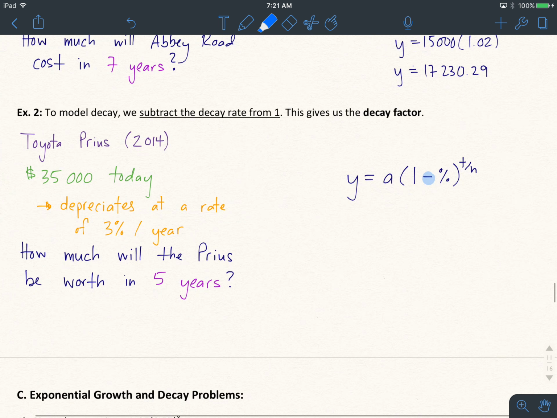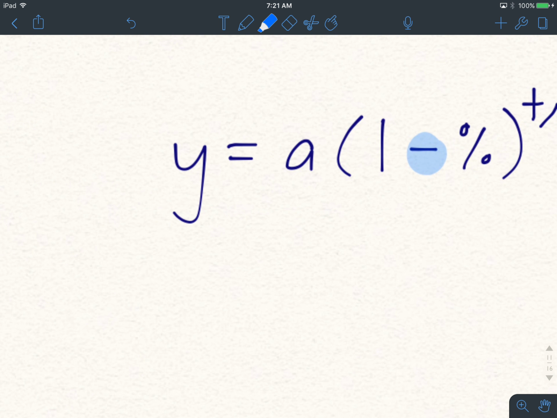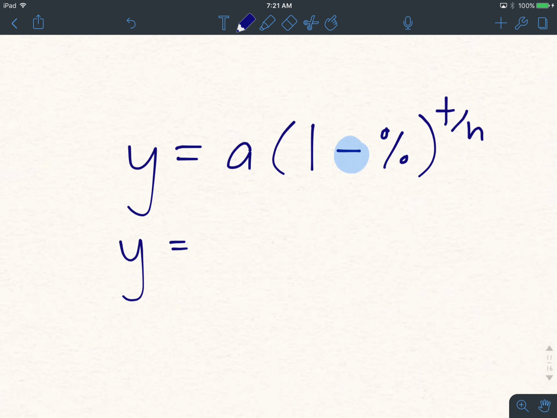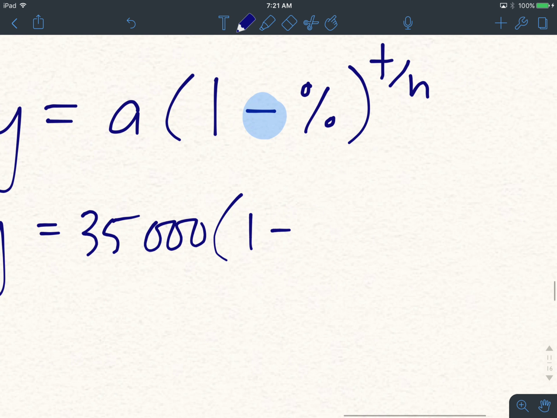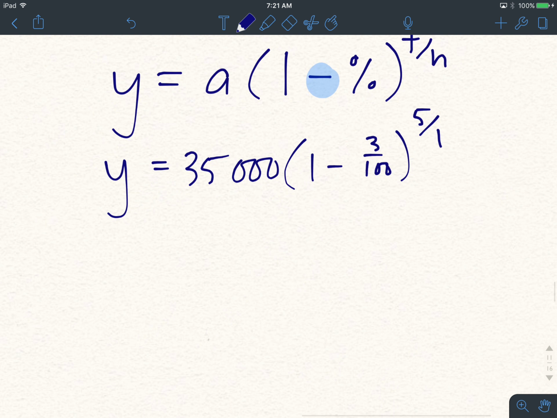So we have depreciating at 3% per year. Here our y value is going to be the cost of the Prius at a certain amount of time, in this case 5 years. The original cost of the Prius was $35,000. 1 minus, and it goes down by 3%, so again that's 3 over 100. And the time is 5 years. And how long does it take to go down by 3%? It goes down by 3% in every 1 year on average. So we're going to just put our denominator in there as 1.